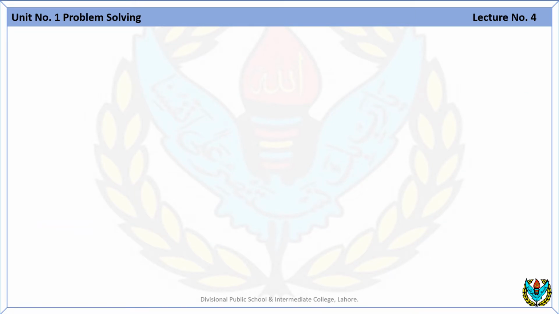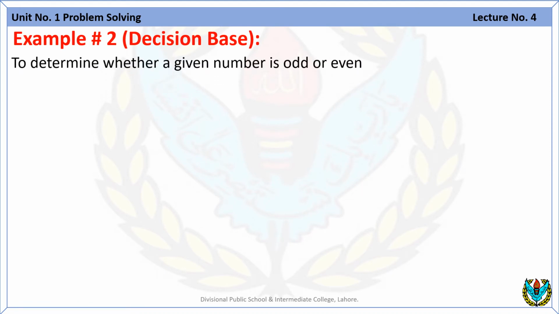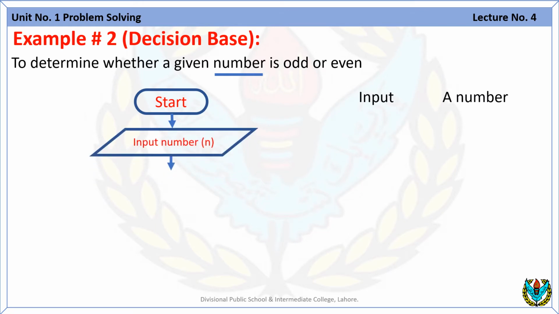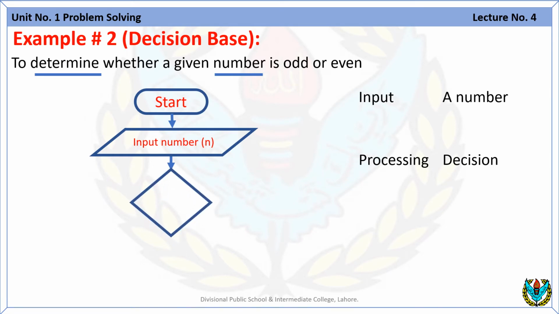Students, now we will learn the role of decision in flowchart. We will determine whether the given positive number as input is either odd or even. Start the flowchart. Firstly, we will provide a positive number as an input. After giving input, we will decide whether the number is odd or even in a decision box with the help of mod function.